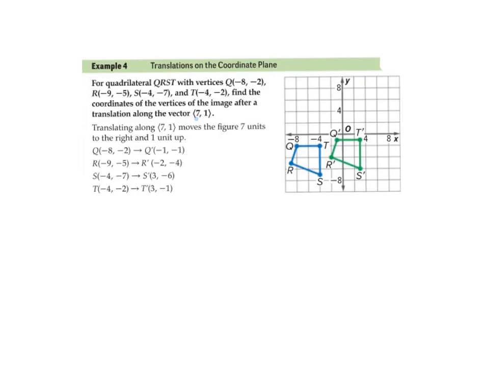So Q is at negative 8, negative 2. If you add 7 to negative 8, you're going to get negative 1. And if you add 1 to negative 2, you're going to get negative 1. So do that for all the other 3 corners. Once you've got this part sorted out, then plot them.